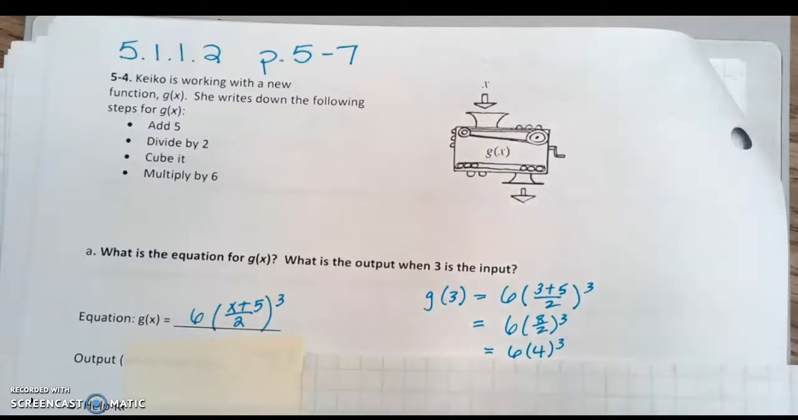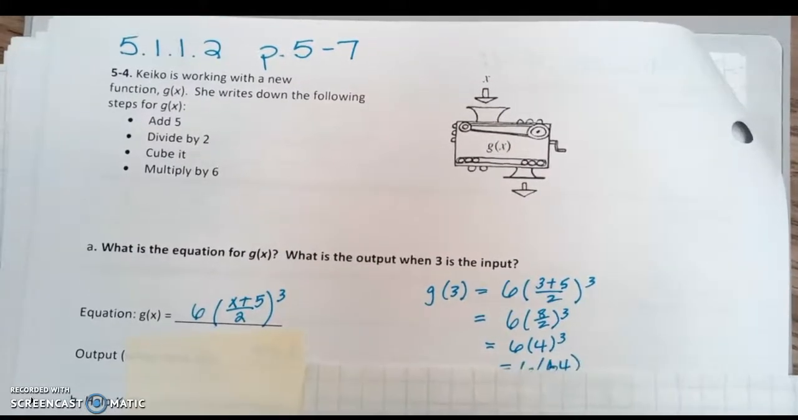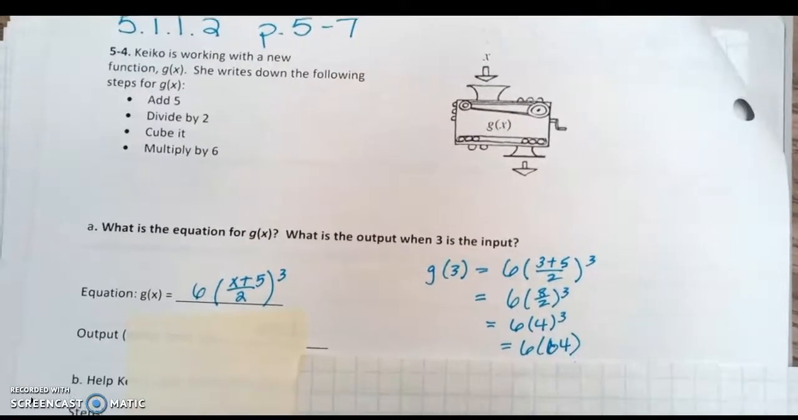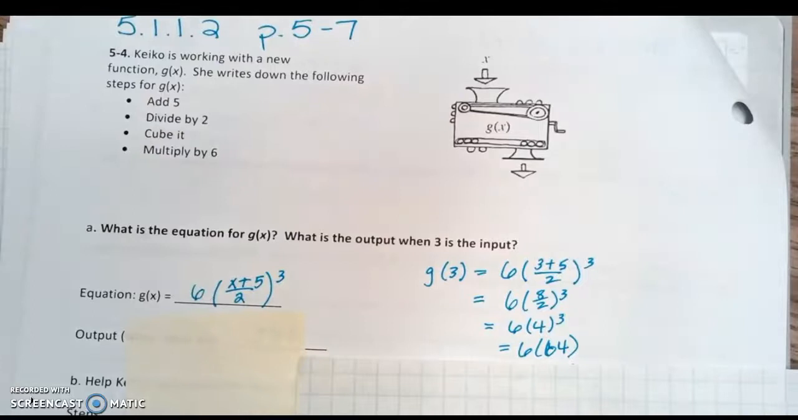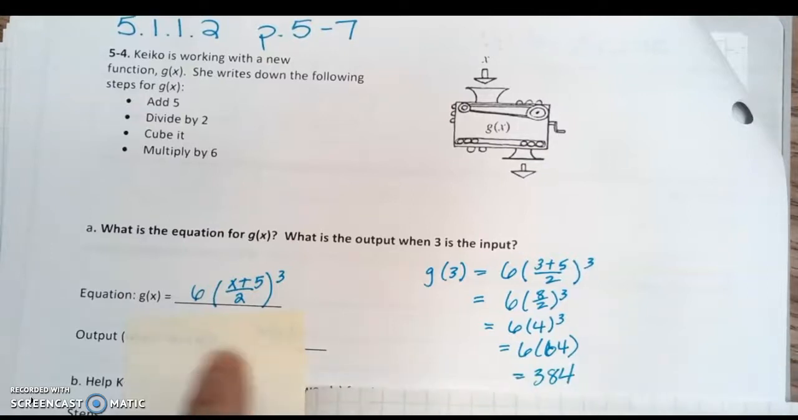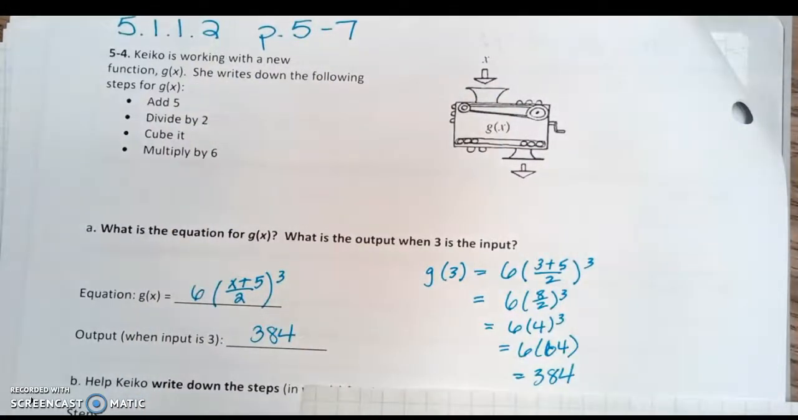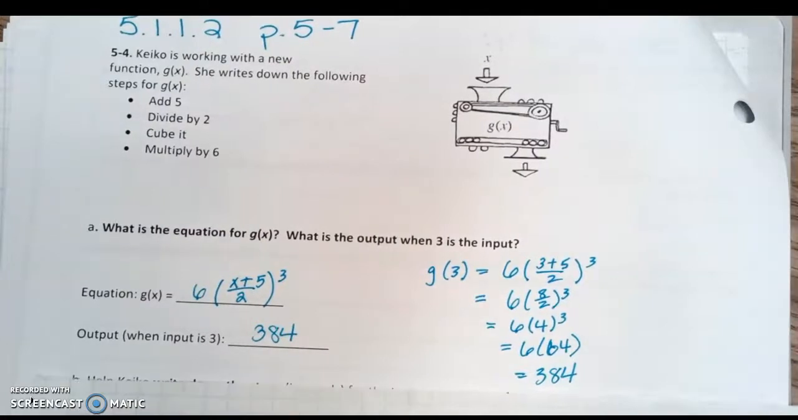Then the next order of operation is to cube it, so the exponent or the power. 4 to the 3rd power is 64. And then the last operation is to multiply by 6, and we should get 384. Right? You guys have all done this before, right? We're good? Following order of operations? PEMDAS, please excuse my dear Aunt Sally. Okay.